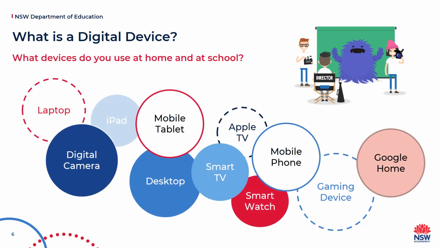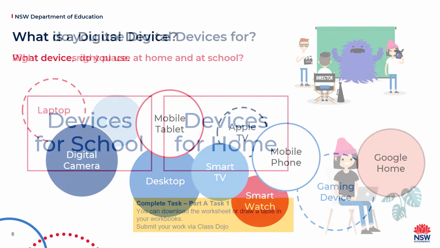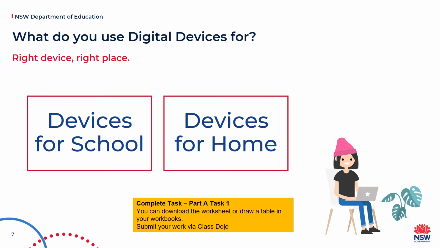So have a think, what devices do you use at home and at school? Remembering a digital device could be a laptop, a digital camera, an iPad, a smartphone, a gaming device, or a smartwatch. Now have a think, what do you use digital devices for? And have a think, is this the right device and the right place to be using it?